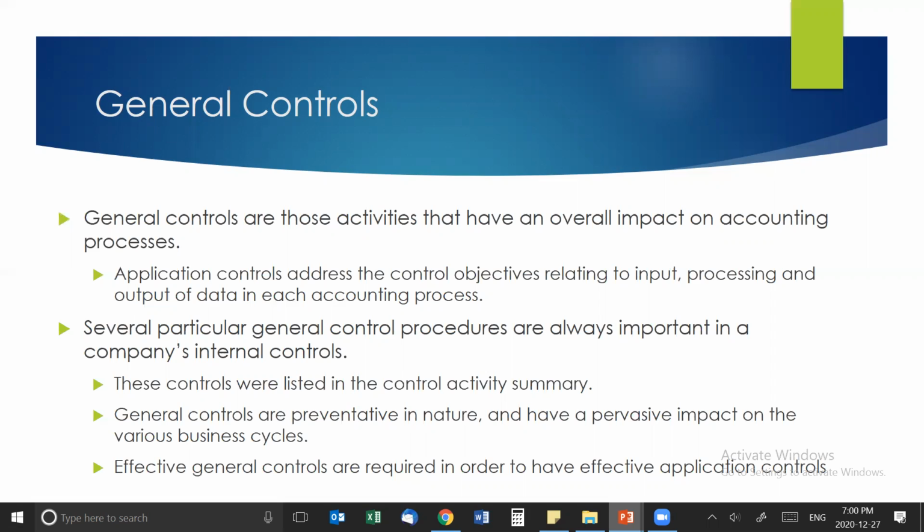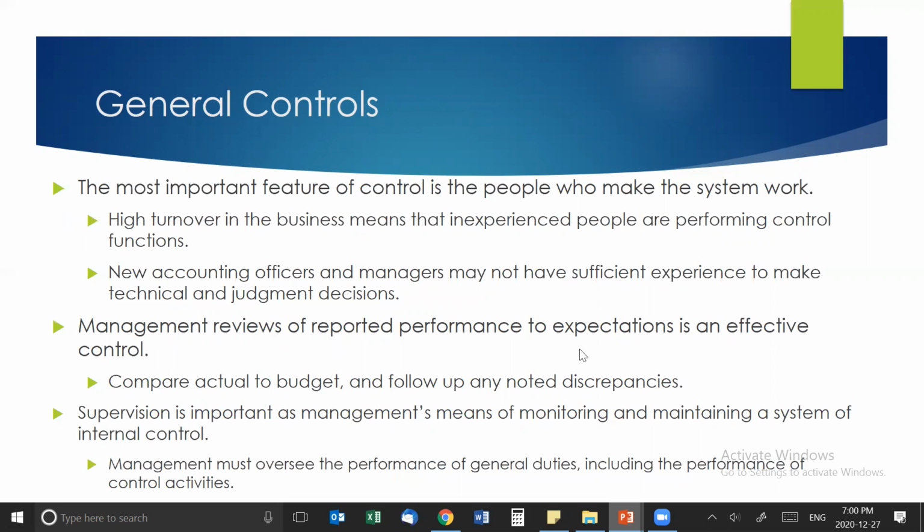General controls are usually preventative in nature. Effective general controls are required in order to have effective application controls. I guess the most important feature of a control is the people who follow the controls. Having a high turnover in the business means that there are inexperienced people performing the control functions. If they're new and not really trained on it, they probably won't perform the control functions as well as somebody who's experienced.